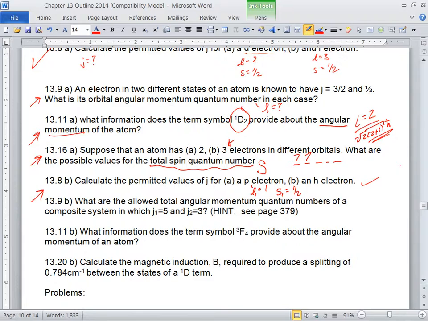I wonder if 9 wants me to draw pictures. No. There's not much of a hint. We already know this. If you know what little j's are, couple them to get the big J's, because that's the total angular momentum quantum number. So I don't know what this hint is, you don't even really need it. How do we do it again? Their sum down to their difference. So that's how you get big J.